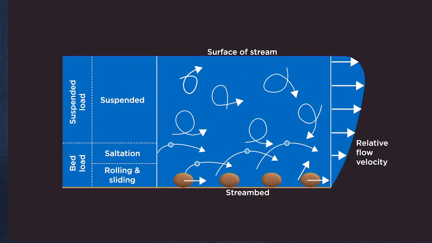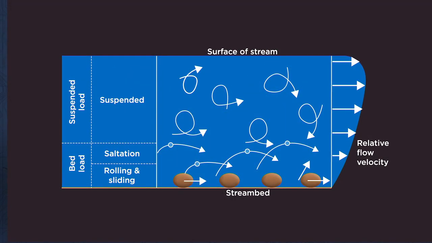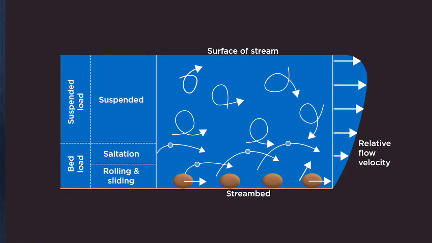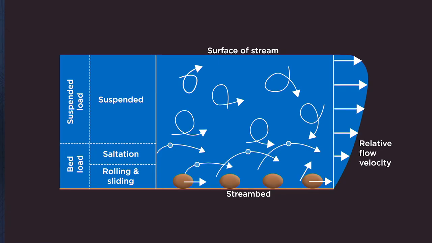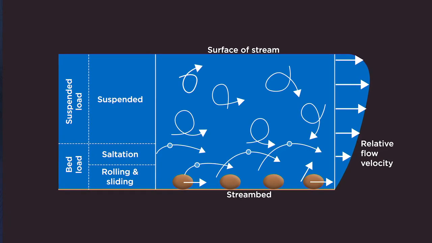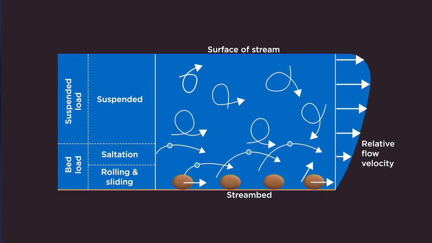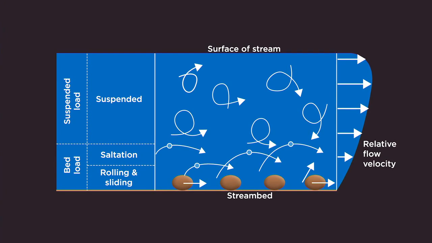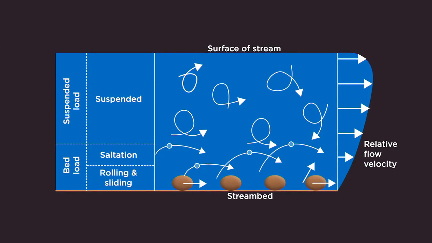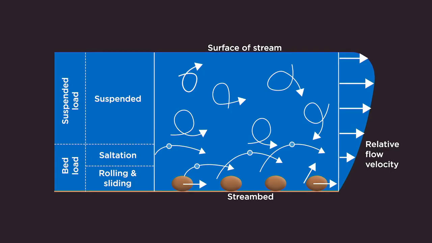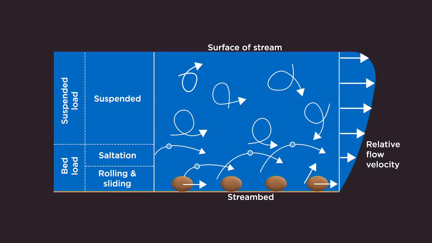The largest particles in a river move as the bed load, where the particles are rolling and bouncing along the riverbed. Now look at the relative flow velocity on the right side of the diagram. Because of friction, flow velocity is much lower at the stream bed than in the middle of the stream. So think about it. These bedload particles are actually being moved by the slowest portion of the stream.